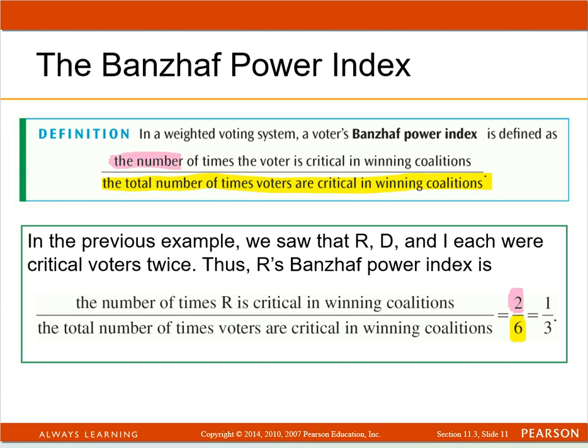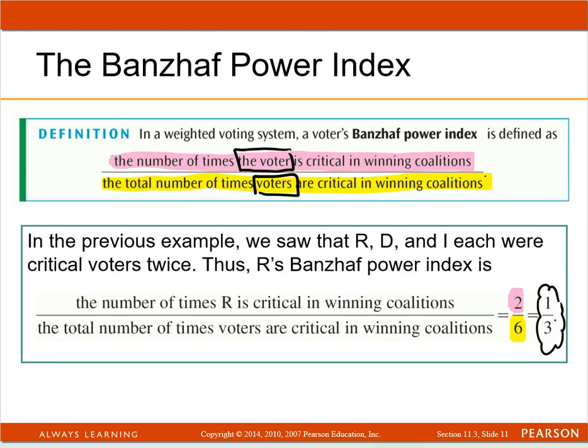It says the number of times the voter is critical in winning coalitions. The voter. That's the difference. This one is the voter, and this is voters, period, all of them together. And since R and D and I were the same, they were all 2, 2 over 6 would reduce down to 1/3. So 1/3 of the time, Republicans, Democrats, and Independents were in power. That's how much power they have.